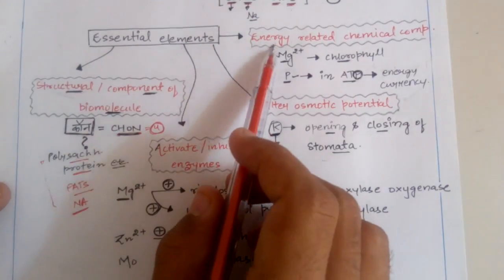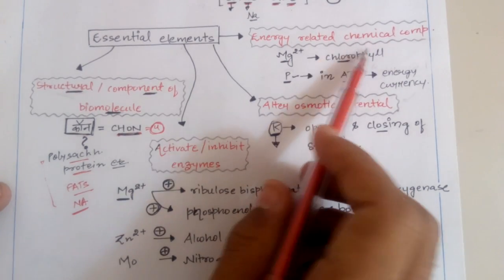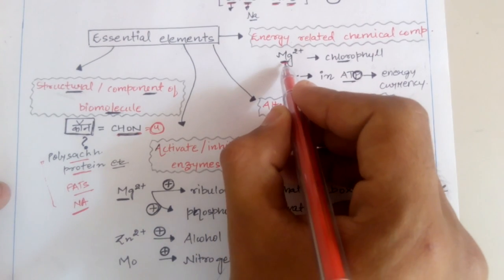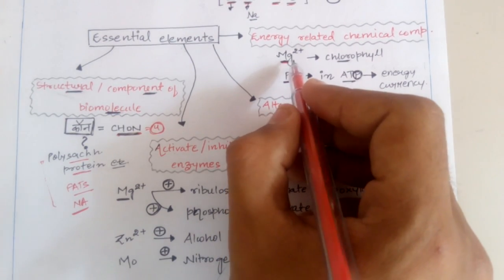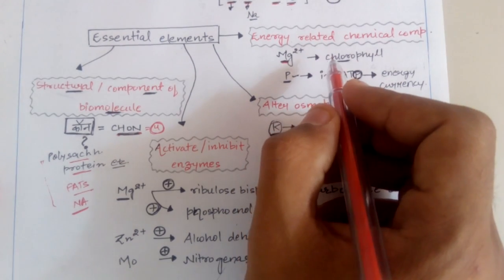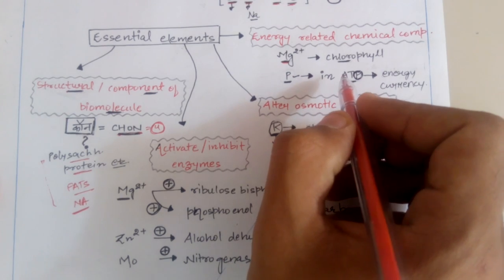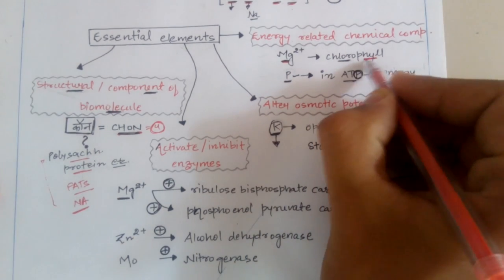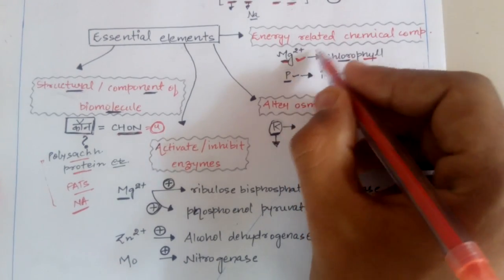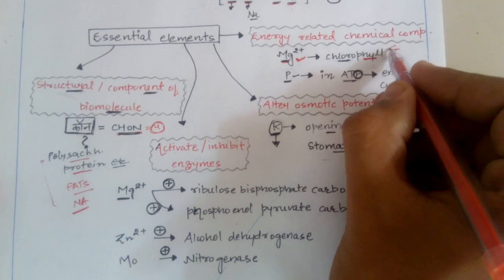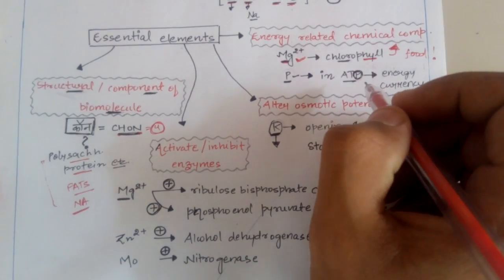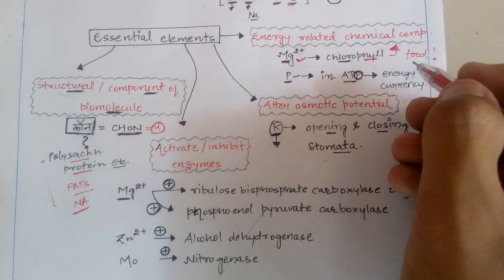After that, the second category is energy related chemical compounds, the chemical compounds that yield energy. So number one is magnesium. Why is it an energy related compound? Because it is present in chlorophyll. We know that the plant forms its food via a simple process, that is photosynthesis, which is not so simple, in which the major pigment is chlorophyll, and on that pigment there is an element, that is magnesium. Therefore it is related to energy, because via chlorophyll the plant is able to make its food, and that food is going to give energy to the plant. So it is therefore related to energy.